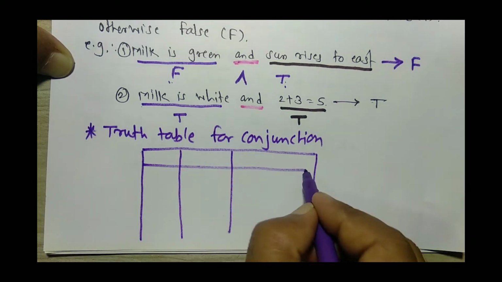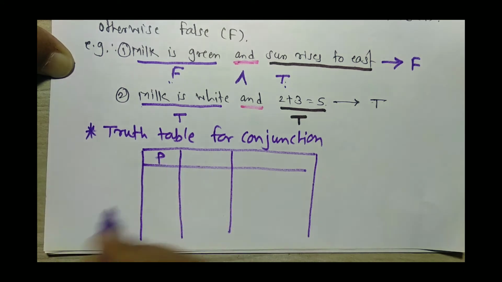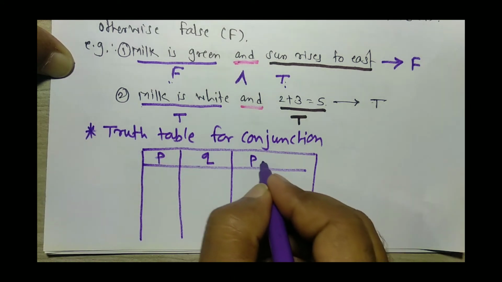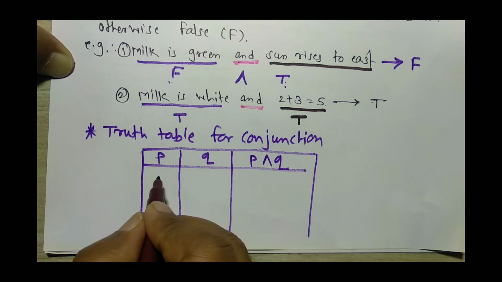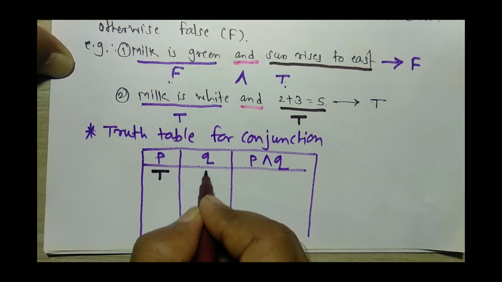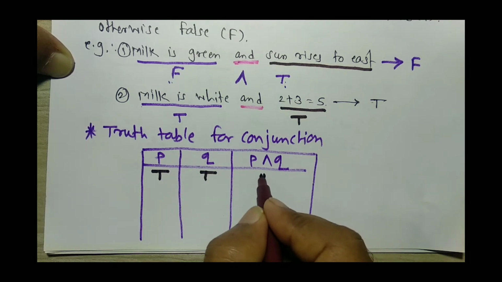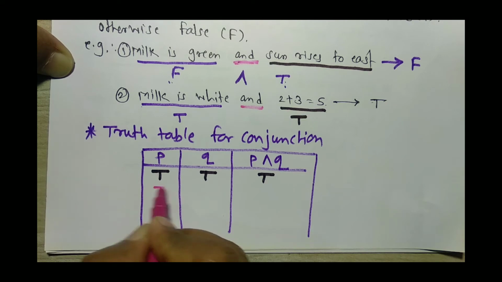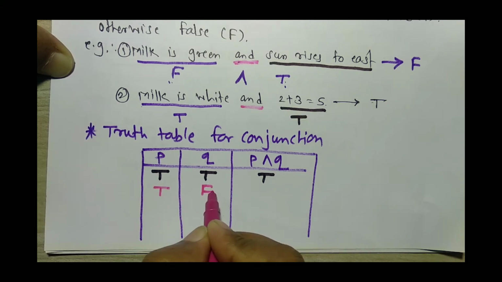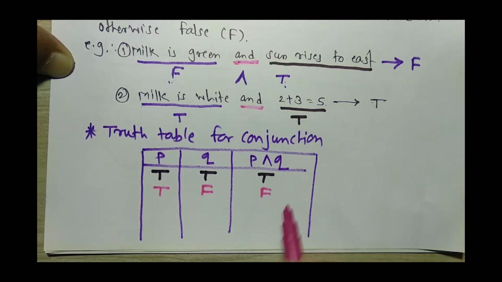First column is related to statement P, and second column is related to statement Q, and third column is P and Q, that means a conjunction of these two statements. If the truth value of both statements is true, at that time the conjunction is true, and if the truth value of the first statement is true and the other statement is false, at that time it becomes false.